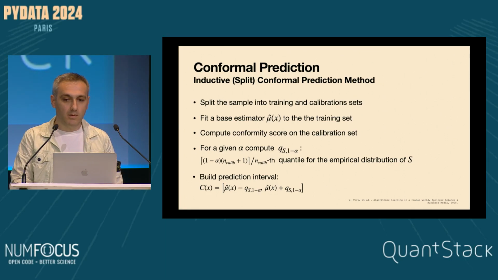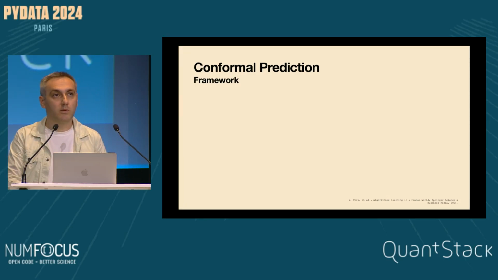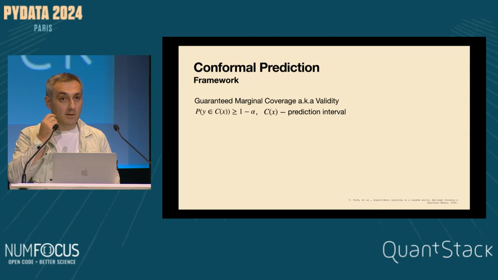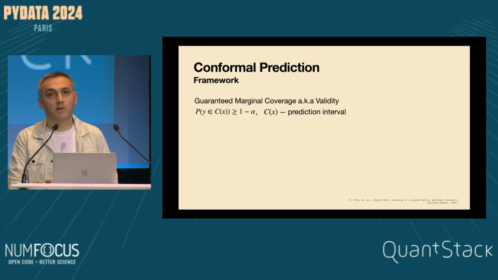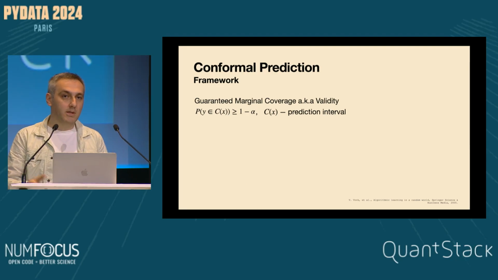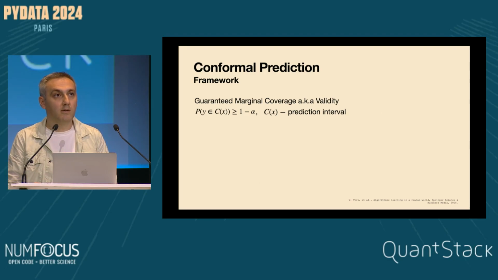Okay, so let's proceed. I mentioned that this is a statistically robust framework. What does it mean? It means that it provides us with guaranteed marginal coverage, and coverage is also known as validity in the literature. A valid prediction interval means that the probability of the true value falling in the prediction interval is 1 minus alpha.